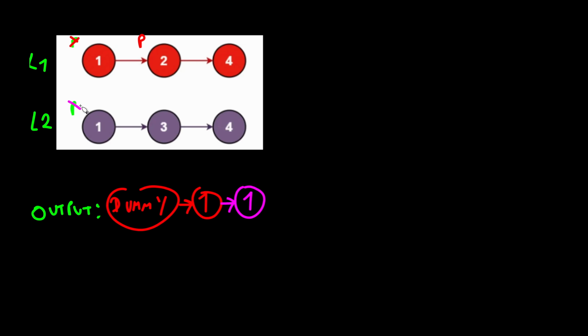Now we're going to move this pointer. We are again going to compare. We know this node is smaller. We're going to attach 2 from list 1 and move this pointer again by one position. Now same, we know that 3 is smaller. We're going to add 3 from list 2. We're going to move this pointer here. Now they're both the same. Again, let's just say we take the node from list 1.